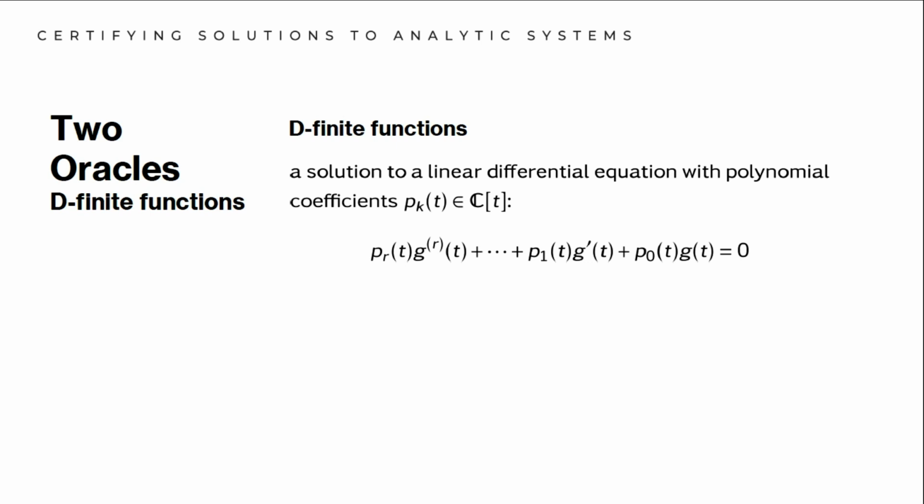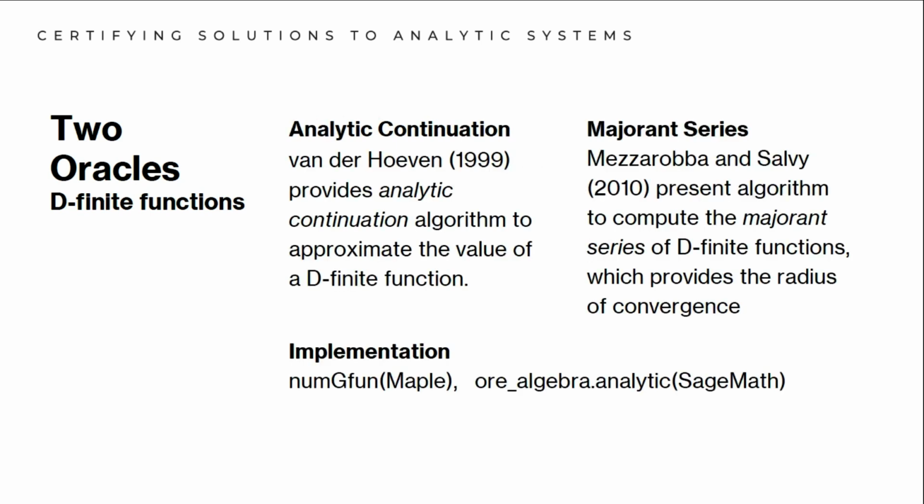A D-finite function is a class of analytic function which is the solution of a linear differential equation with polynomial coefficients. So if you have g of t, which satisfies this differential equation with the given initial value condition, it is called a D-finite function. This is quite a well-studied area.